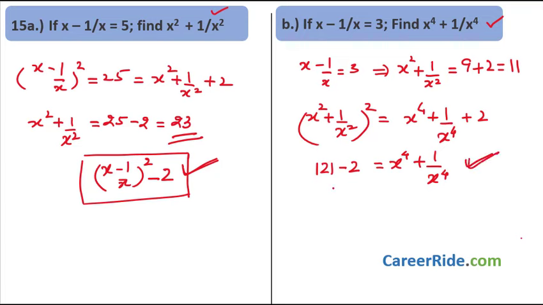Students usually commit a mistake here. Rather than subtracting 2 from 121, they add 2 to it. Okay. So the answer in this case should come out to be 119 for you. Okay. Pay attention. If you need, you can pause the video here and take a very good look at the B part especially of this question. Okay. That we just solved.